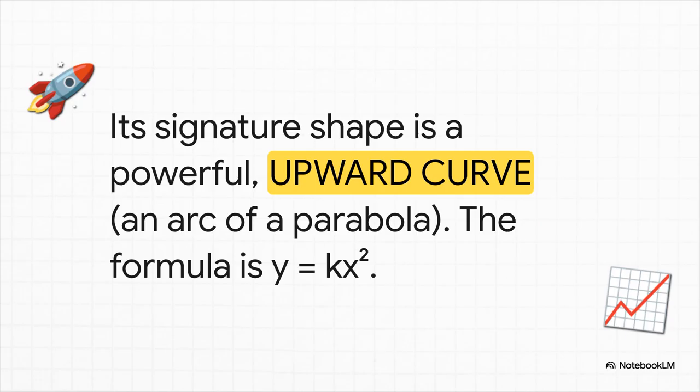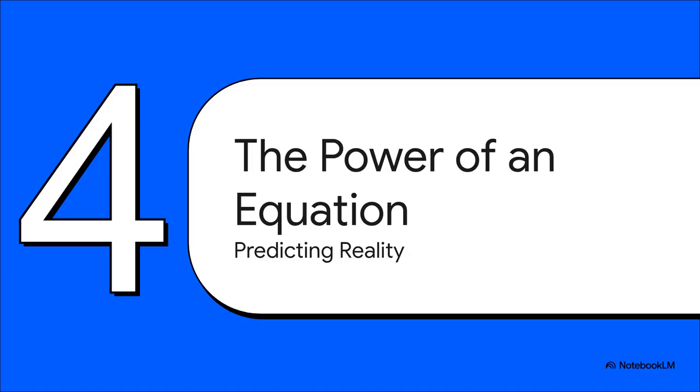The area of a circle is a fantastic example of this. As you increase the radius just a little bit, the area grows much, much faster. This sharp, U-shaped curve is the visual fingerprint of that kind of powerful, accelerating growth. So we can read this story from its shape.